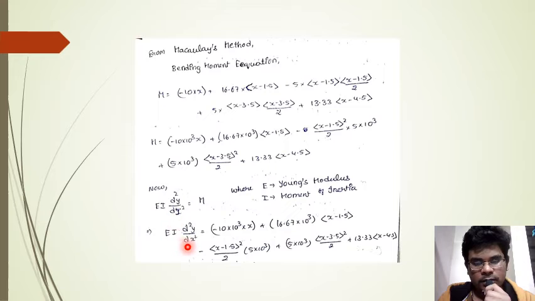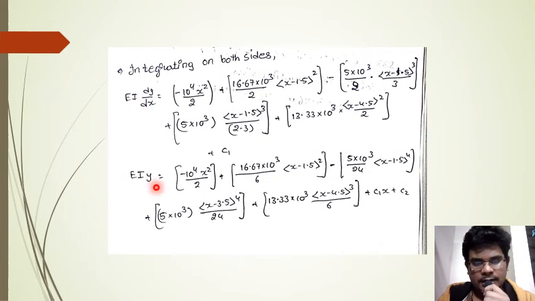Now integrating on both sides, we will give the equation for dy by dx and y, where y is deflection and dy by dx is slope. Now using this equation, we are going to find the slope at A, and using this equation, we are going to find the deflection at E.